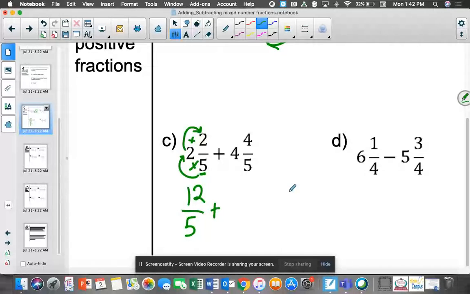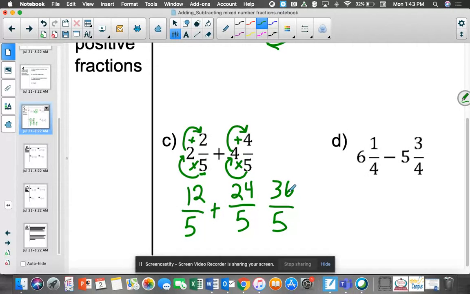Plus, now here we take 5 times 4 plus 4. So 5 times 4, and then plus 4. So 5 times 4 is 20, plus 4 is 24. So we have 24/5. Now we add them together. 12 and 24 is 36/5. So now we take this improper fraction and we change it to a mixed number.